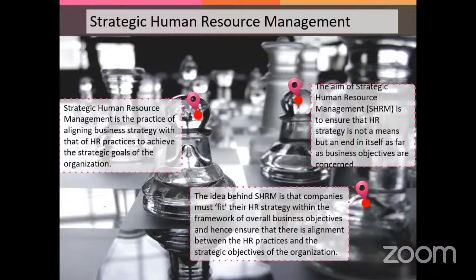The strategic human resource management is the practice of aligning business strategy with that of HR practices to achieve the strategic goals of the organization. The aim of the human resource management, SHRM, is to ensure that HR strategy is not a means but an end in itself as far as business objectives are concerned. The idea behind SHRM is that companies must fit their HR strategy within the framework of overall business objectives and hence ensure that there is alignment between HR practices and the strategic objectives of the organization.